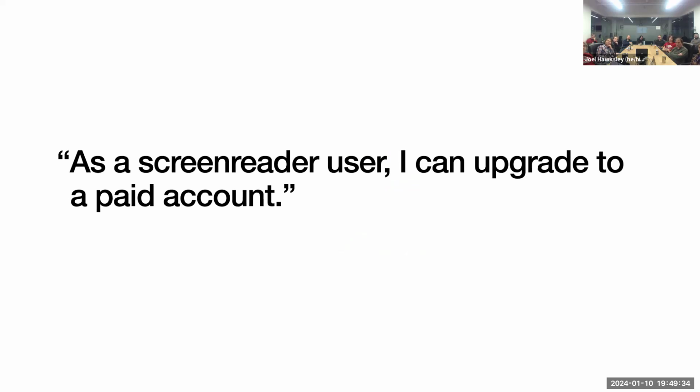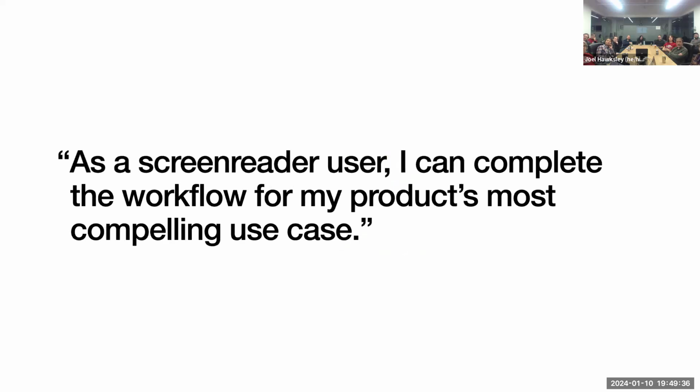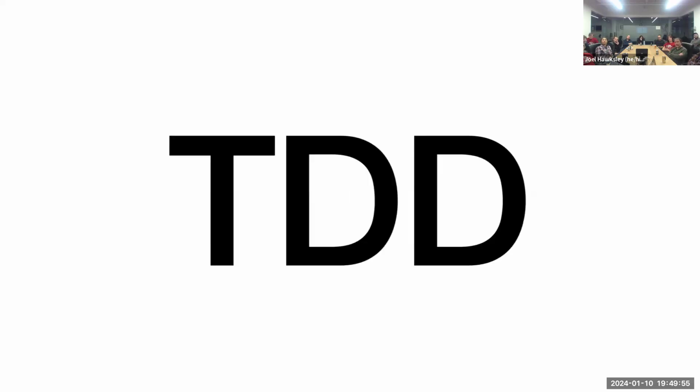And the last one is: think about the MVP your company was originally founded on. As a screen reader user, I can get the value of that MVP. I can see the value that this company delivers. In our case, it's open a PR, do the code review, fast CI, and merge. And I'm going to show you how to do it. You're going to do it with TDD.